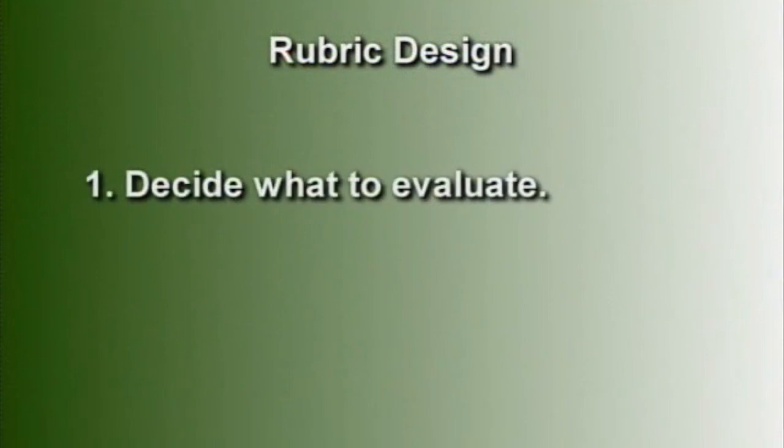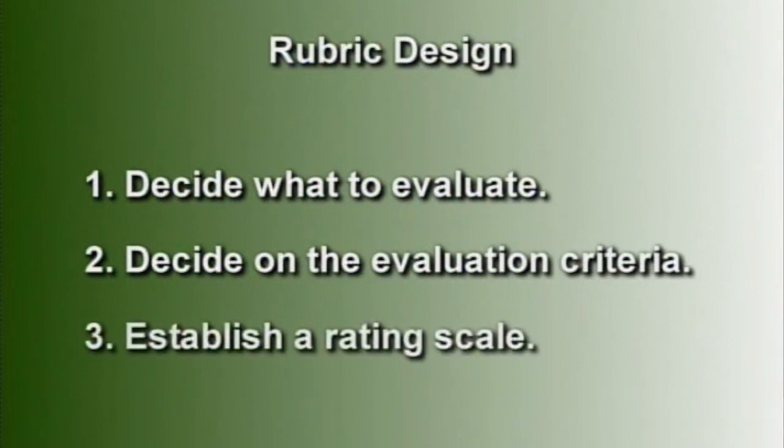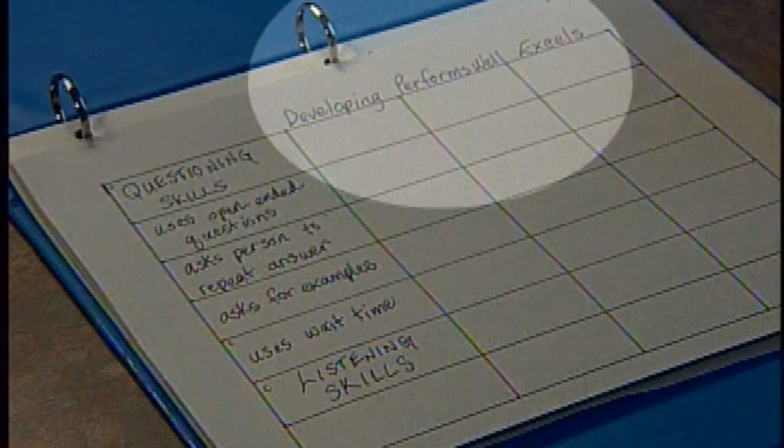Good. Okay. The first step was to decide what was going to be evaluated. Lara and Meg decided to evaluate one of the parent interviews. The next step was to decide on the evaluation criteria. Lara and Meg worked together to negotiate the criteria that will be used to evaluate the interview. The final step was to establish the levels of performance. To do this, Meg and Lara created a rating scale.